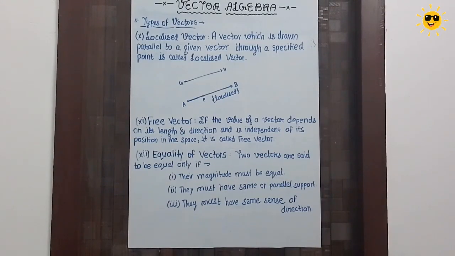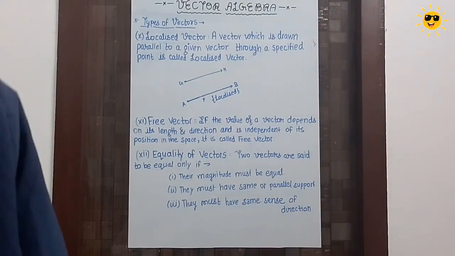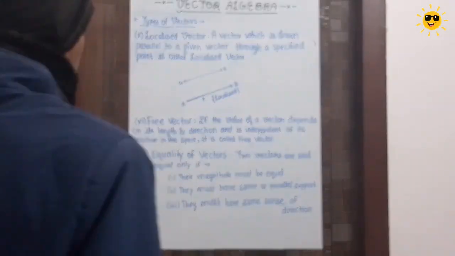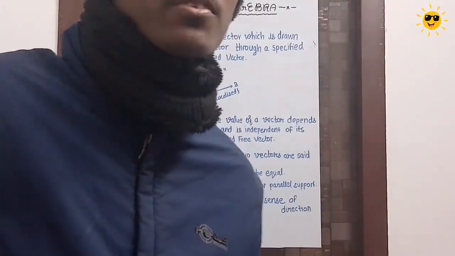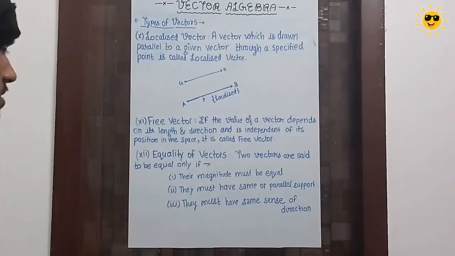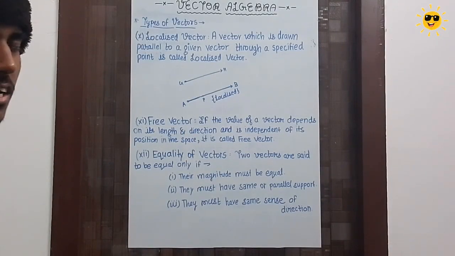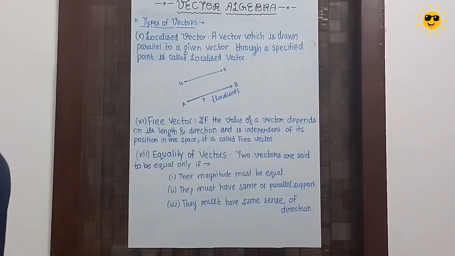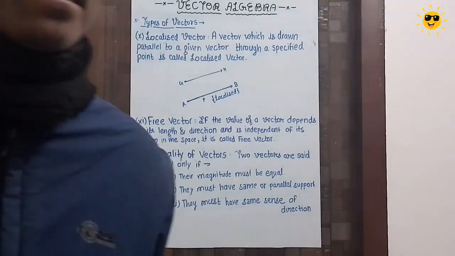Localized vector, which is drawn parallel to a vector through a specified point in space, is called localized. Free vectors are independent of their position in space. And then equality of vectors, where there are three conditions to say two vectors equal: when their magnitude is equal, when they have same or parallel support, and when they have same sense of direction. Thus our types of vector ends here.